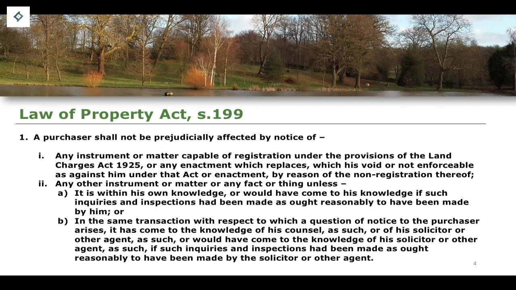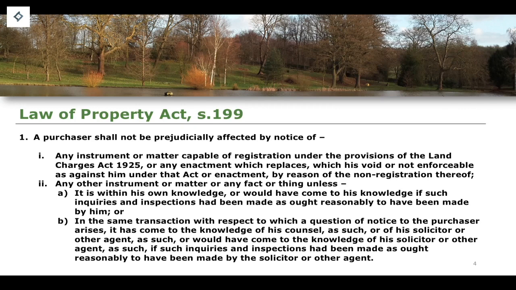So, a couple of things to note here. Drink every time you hear the words "as such" in reading this provision. But secondly, the first part talks about actual and constructive notice. Actual notice is "within his own knowledge". If it is within your knowledge at the time of purchase, then you have been given actual notice. Constructive notice is represented in the second part of the section, which is "or would have come to his knowledge if such inquiries and inspections had been made as ought reasonably to have been made by him".